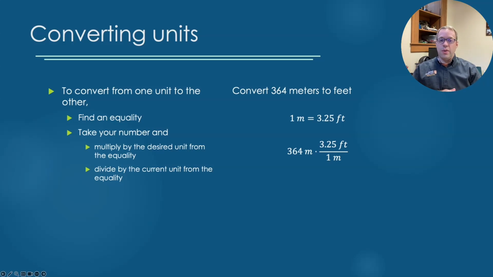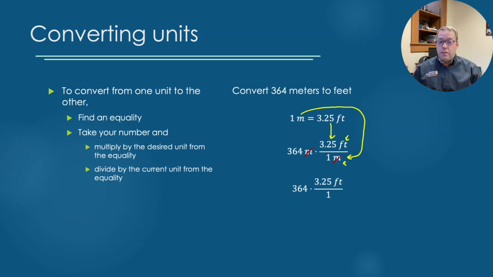Okay? So 364 meters times, let me just emphasize this here by saying, there's our 3.25 feet, and here is our 1 meter. Again, the unit you want is on top, and the unit you want to get rid of is on bottom. All right? Then what happens? Well, turns out that if you take a meter and divide by a meter, those meters cancel out. They're gone.